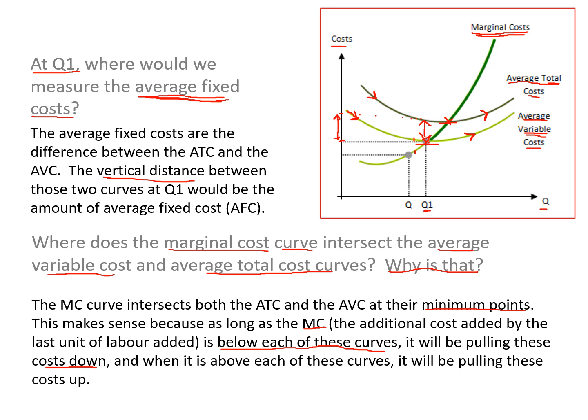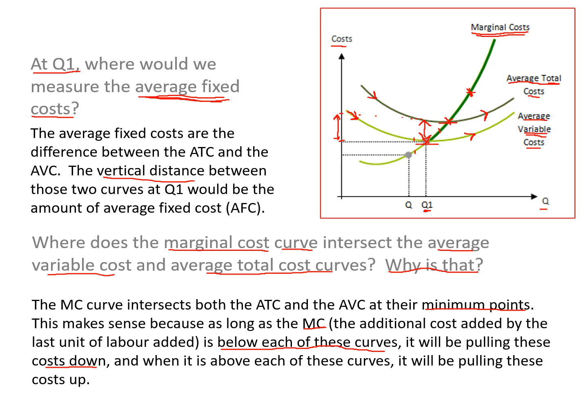But if the marginal cost is bigger than the average variable cost, as it is here, then the cost of this extra unit will be higher than the average cost of all the units preceding it, and it will start to pull the average variable costs higher. Similarly here, where the marginal cost, the cost per unit for each additional unit, is higher than the average total costs, this new unit up here will be pulling the average total costs higher.